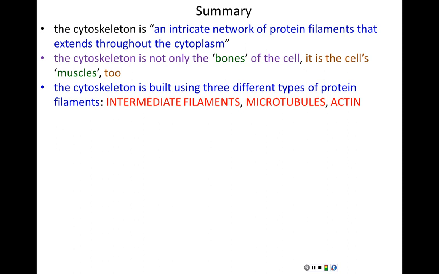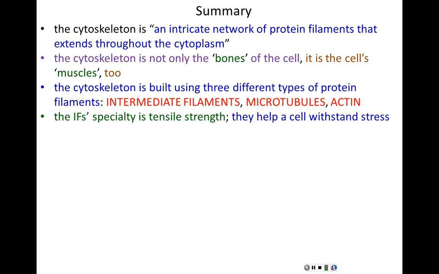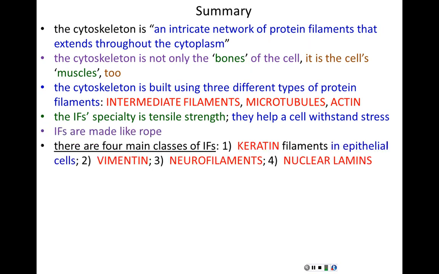The cytoskeleton is built using 3 different main types of fibrous proteins that we refer to as the intermediate filaments, the microtubules, and the actin filaments. The specialty of the intermediate filaments is pure tensile strength. They are built like rope. They help the cell withstand mechanical stresses such as pulling, squeezing, pushing, etc. There are 4 main classes of intermediate filaments: the keratins, which are found in epithelial cells, the vimentins, which are found in connective tissues, the neurofilaments, self-explanatory intermediate filaments of the nervous system, as well as the nuclear lamins, which line and support the inside of the nuclear envelope.